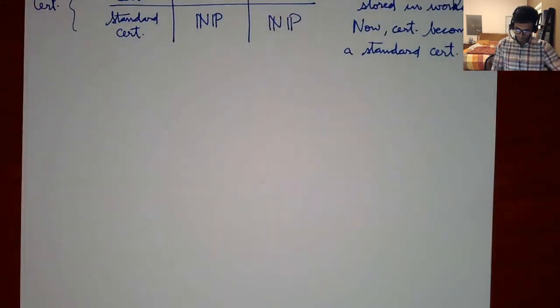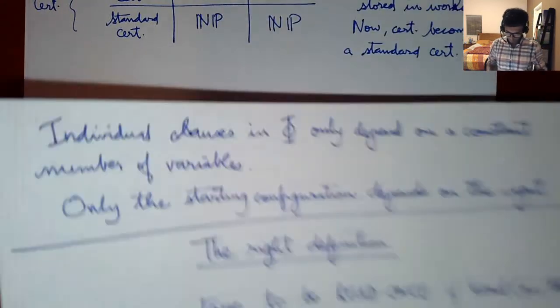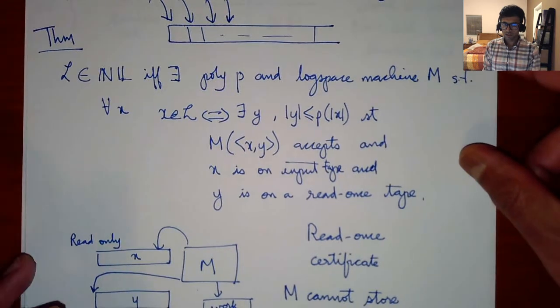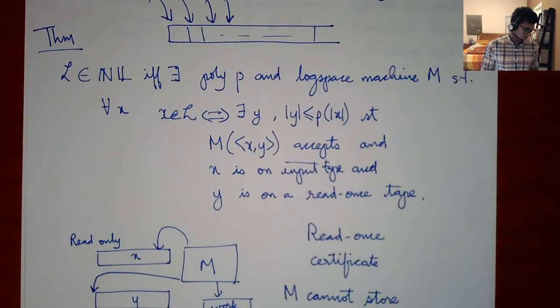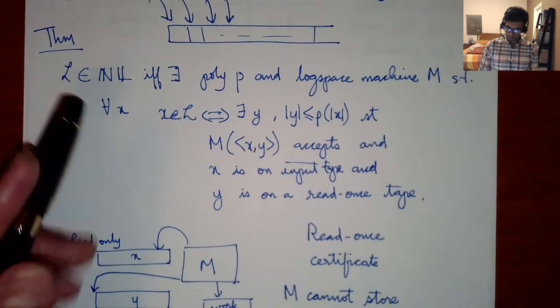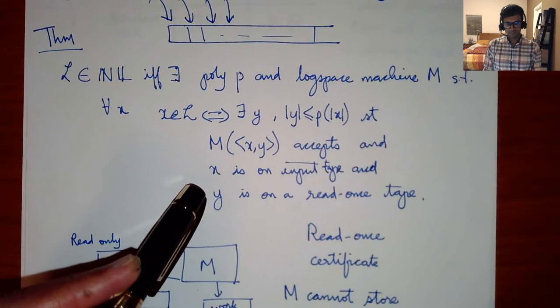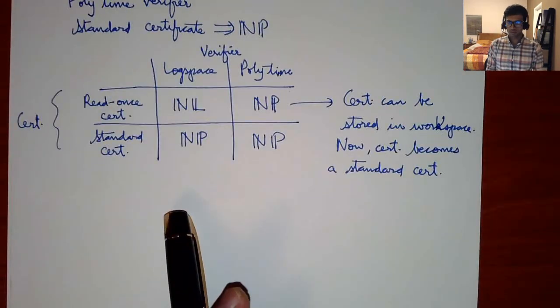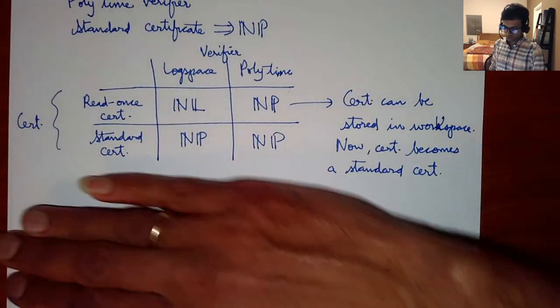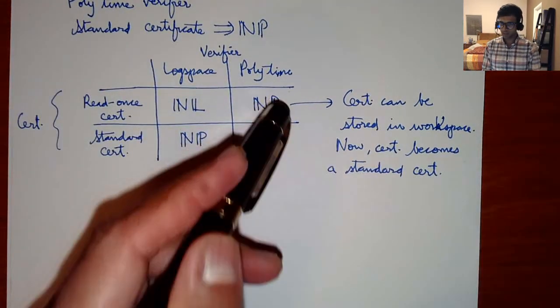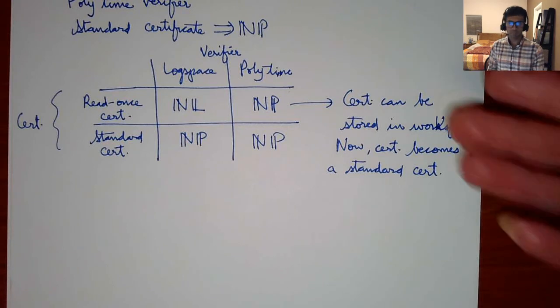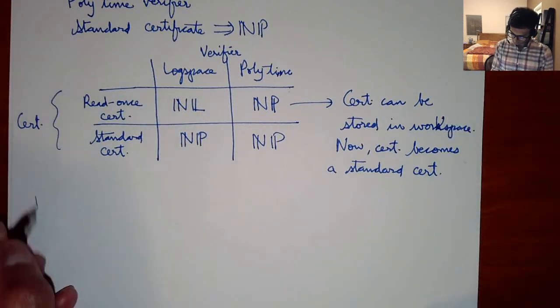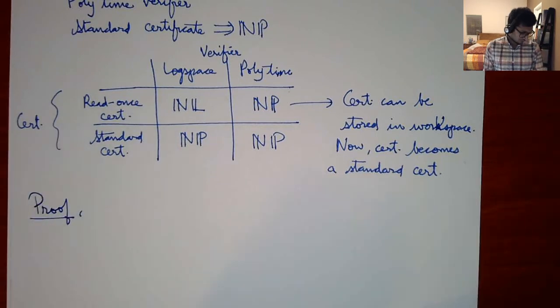So let me prove this theorem. And the proof now, it's not that complicated. You basically write everything down carefully and you observe that the non-deterministic log space machine can be simulated in this mechanism. One of the reasons that I gave you this picture here is to show you that you can actually ignore the notion of standard certificates, at least from this perspective. You could just assume that all certificates are read once, because even for NP, you're doing read once certificates. Anyway, so let me give you the proof of that theorem.